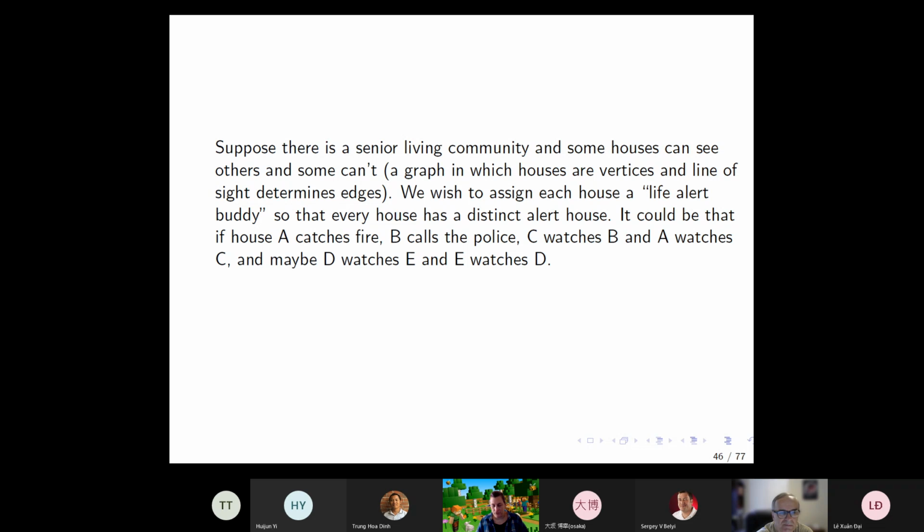So every house in the senior living community is going to have a buddy that keeps an eye on them. It's sort of like Cold War prison guards. Anyway, yeah, so some of these guys are going to watch each other, and some of these guys are going to pairwise watch each other in the case of a single edge. Some of these guys are going to turn to your left, watch each other in the case of a cycle.